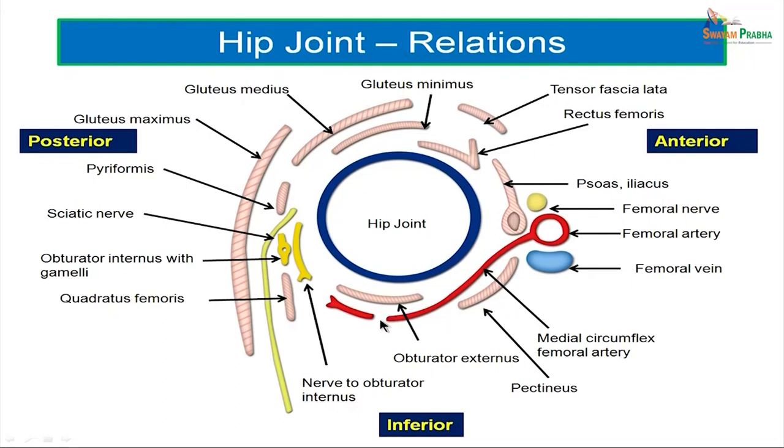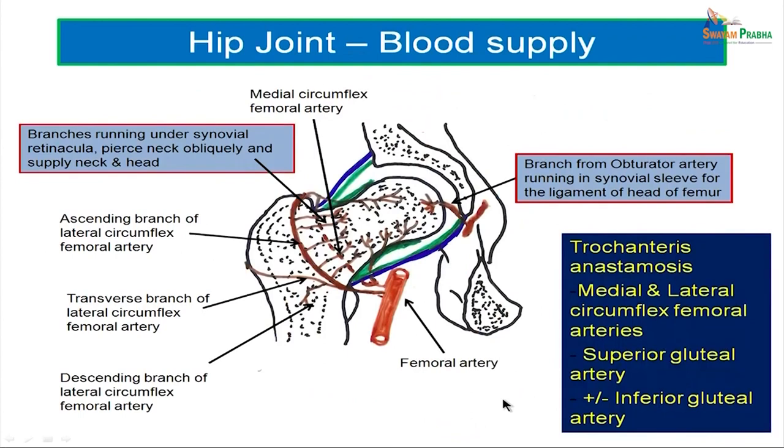So these are the important relations of the hip joint. Now let's have a look at the blood supply to the hip joint. The blood supply to the hip joint is from the trochanteric anastomosis, which is made up of branches from the medial and lateral circumflex femoral arteries, the superior gluteal artery, and the inferior gluteal artery.